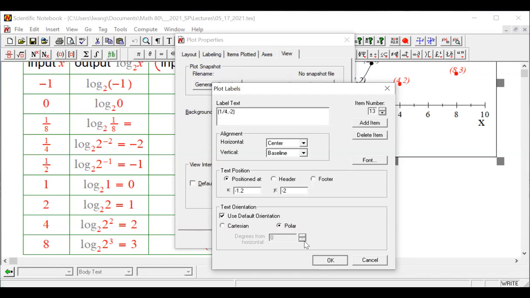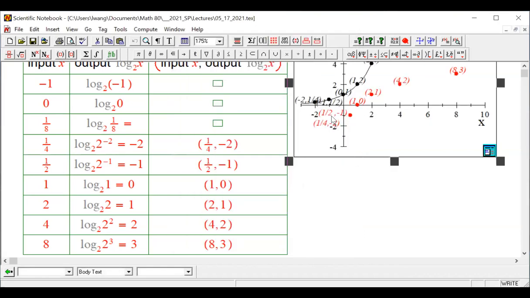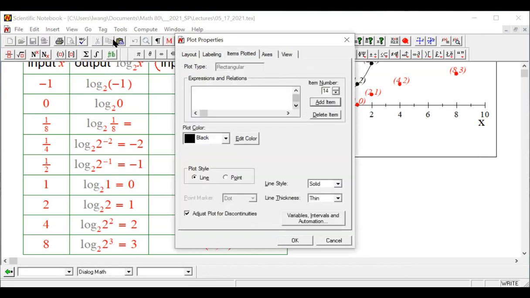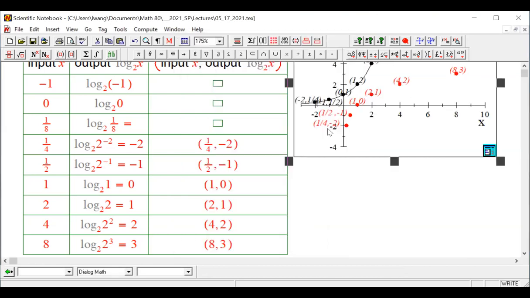Maybe this will help. Okay, so that's the dot. Oh, we haven't put the dot in there yet. Okay, and that dot is going to be this point. It's a red dot. And that's the point where the input is a quarter, the output is -2.